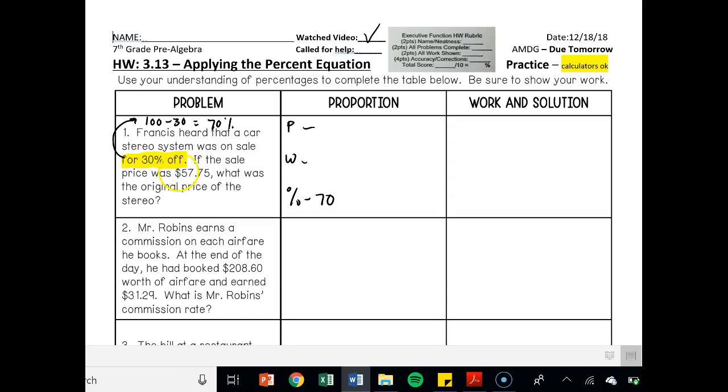The price of $57.75 is only part of the original price because it's got a discount attached to it. So it's $57.75, and X is your whole. So I will go ahead and allow you to solve. Remember, it's part over whole equals percent over 100. So I'm going to let you solve.